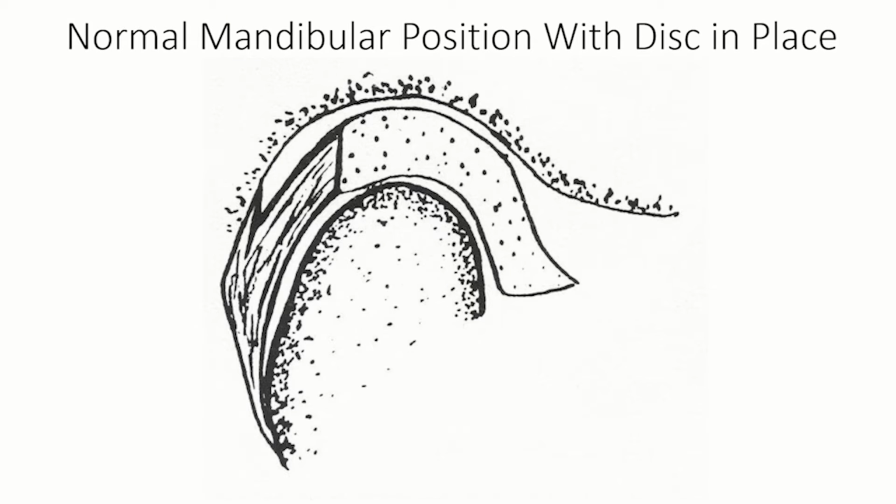This is a picture, a drawing of a normal TM joint. As I said earlier, you can see the disc, the temporal bone, and the mandible right here. And here's that retrodiscal tissue with the elastin and collagen fibers, blood vessels, and nerves. And the last thing we want to do is have this condyle pushing and compressing this tissue.